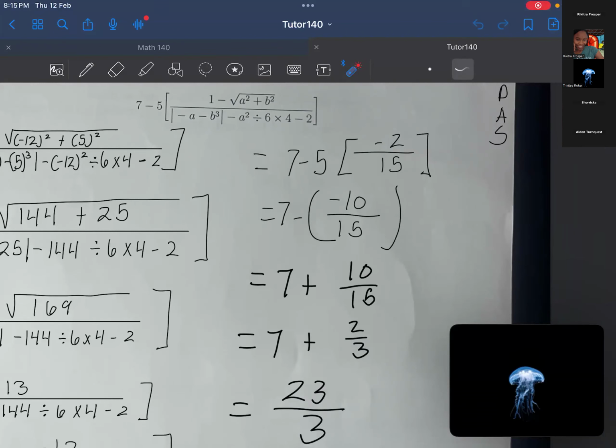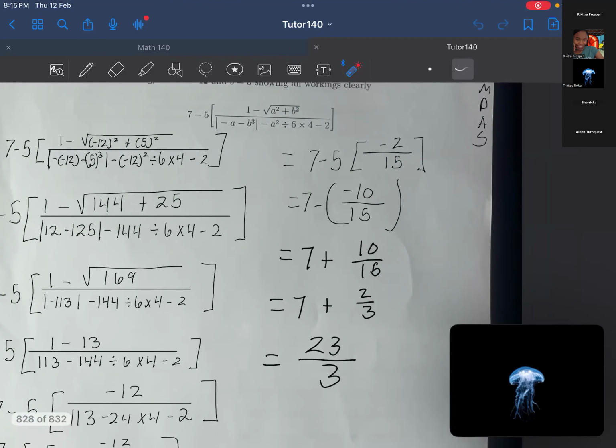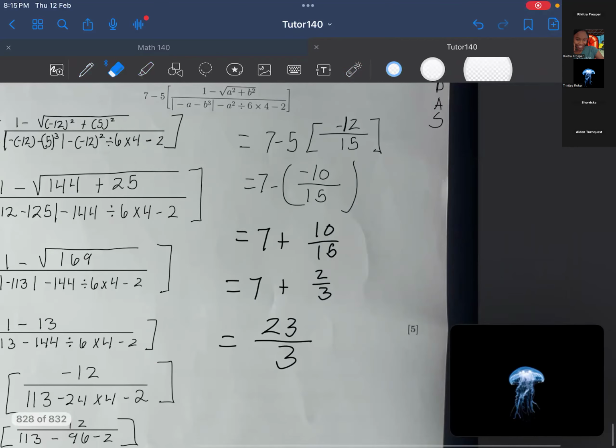Where did I get 2 from? It's supposed to be -12. And where did I get 10? Okay, so that's supposed to be -12, because the -12 was down there. Okay, thanks.